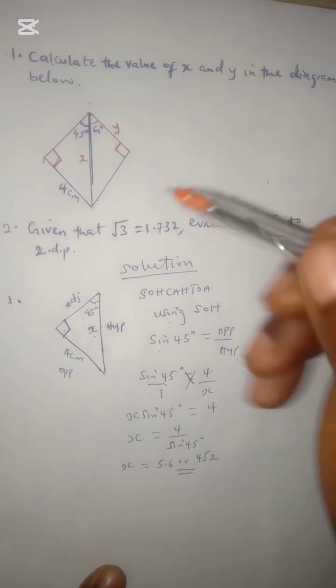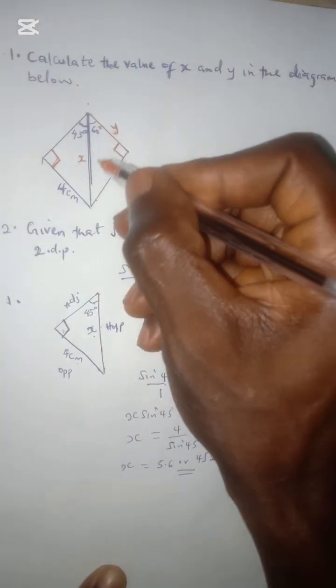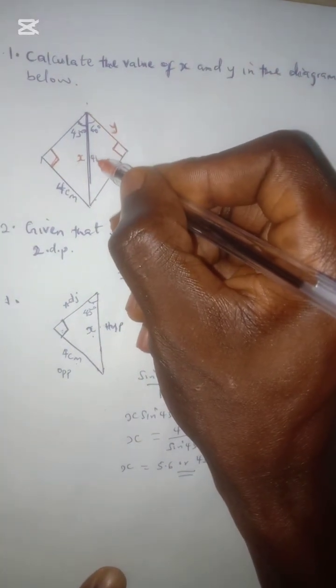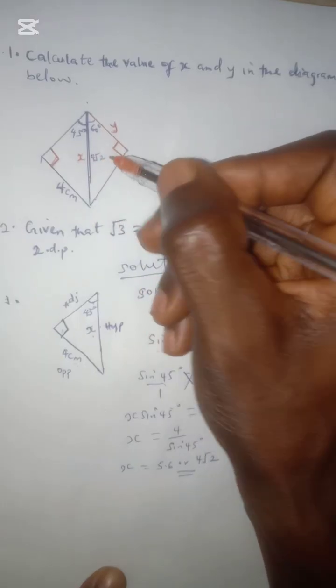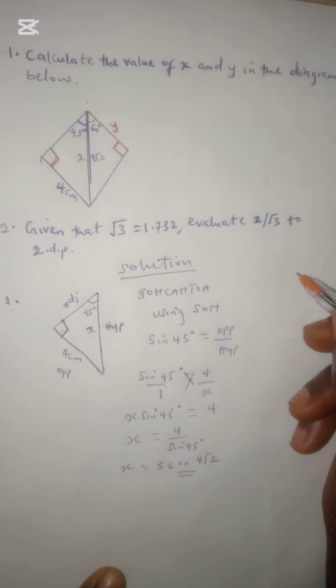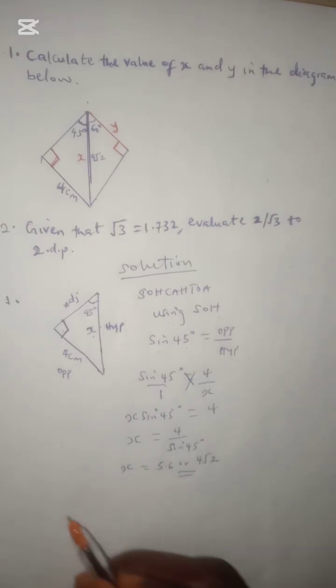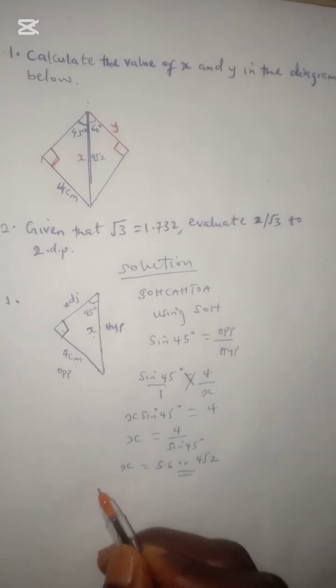So our x is now 4 root 2. Can I go here and put it here? That will now be 4 root 2. Since we have gotten this one now, we can now solve this remaining triangle. So we can bring our triangle to be in this form. Let's solve the remaining triangle. So we can now have something like this.